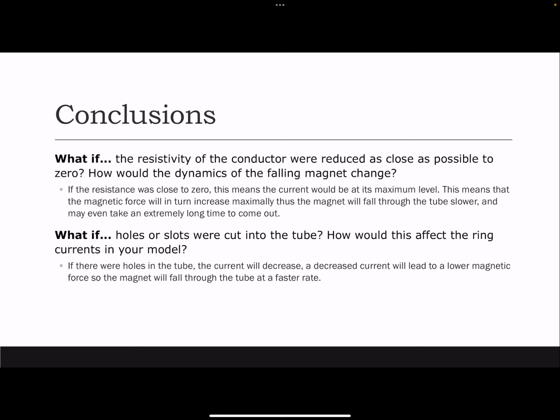And the second what if question, if there were holes in the tube, this means that the current will be missing parts of itself, so the current will decrease, and the decreased current will lead to a lower magnetic force, so the magnet will fall through the tube at a faster rate.